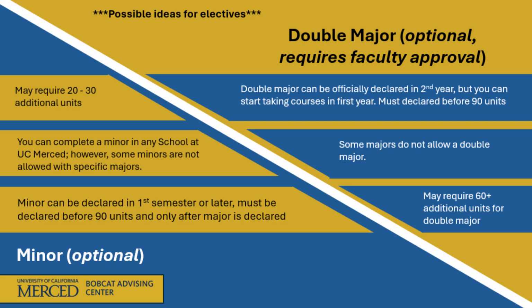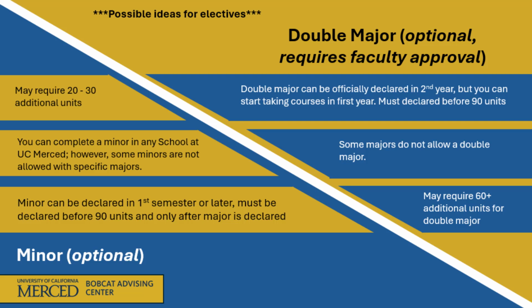For possible ideas on elective courses, students can choose to double major or minor in a subject outside of their primary major. Students can officially declare a double major in their second year, but can begin taking courses as early as their first year. However, please note that some majors do not allow a double major, and a student must declare a double major before completing 90 units.